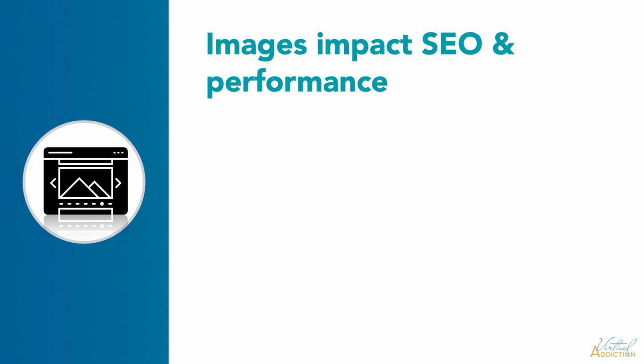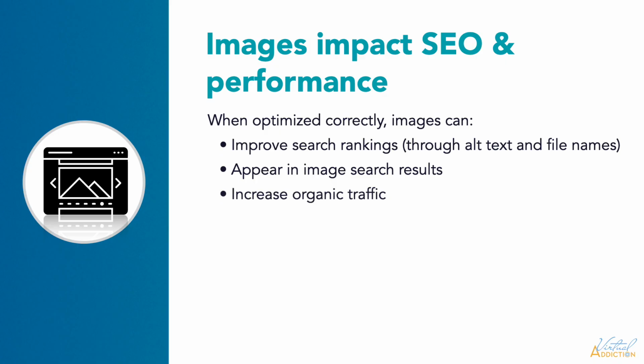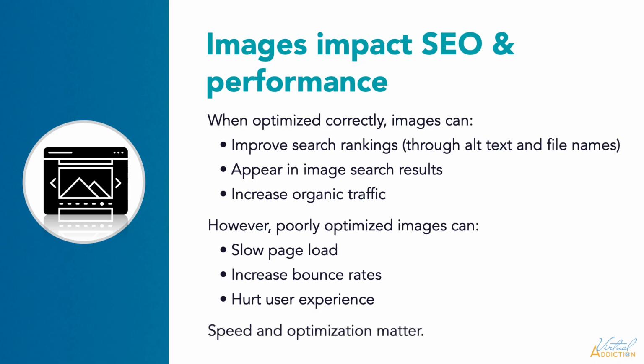Images impact SEO and performance. They directly affect both search ranking and site speed. When optimized correctly, they can improve search ranking through descriptive file names and alt text, appear in image search results, and increase organic traffic. However, poorly optimized images can slow down page load times, increase bounce rates, and hurt overall user experience. Speed and optimization truly matter.